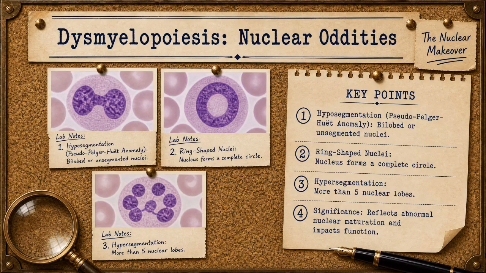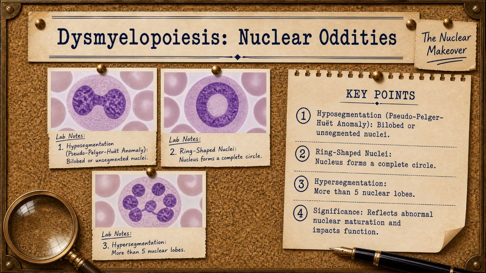The significance of these abnormal nuclear shapes is that they reflect abnormal nuclear maturation. The processes that govern nuclear segmentation and chromatin condensation are disrupted, which can impact neutrophil function. Your ability to accurately identify these nuclear oddities, the pseudo-Pelger cells, ring-shaped nuclei, and any unusual segmentation, is a key skill in diagnosing dysmyelopoiesis. Next, let's talk about a very specific finding in the bone marrow, abnormal localization of immature precursors.